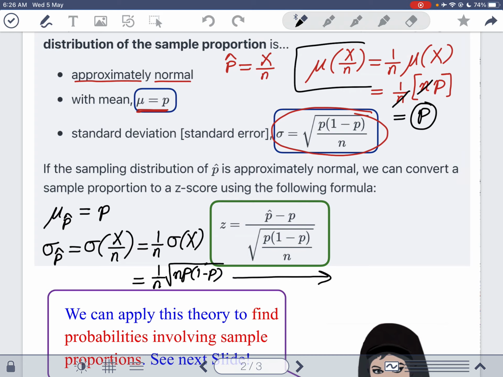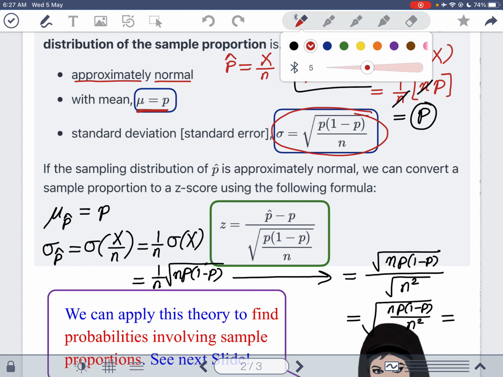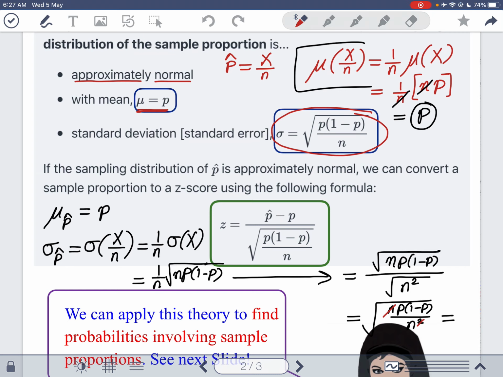And we'll continue here. So this is 1 over n, or actually you can combine them. So you can do it like this: radical n p 1 minus p, and instead of n, you can write it as radical n squared. It's positive, so you can do that. And so this will be radical n p 1 minus p over n squared. And the n cancels the square, and you end up with radical p 1 minus p over n, which is what we have here.